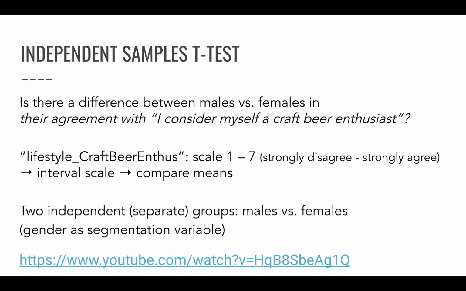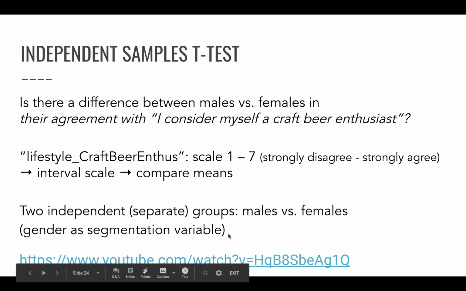Let's do this with an example in SPSS. Is there a difference between males versus females in their agreement? I consider myself a craft beer enthusiast. So you ask one question. I consider myself a craft beer enthusiast, and people indicate to what extent they disagree versus agree, ranging from strongly disagree to strongly agree. They think about this statement. And we ask this both of males and females, so we want to compare the means of males versus females. In this case, we do use gender as a segmentation variable. Again, I have a video specifically on how to do this in SPSS as well right here.